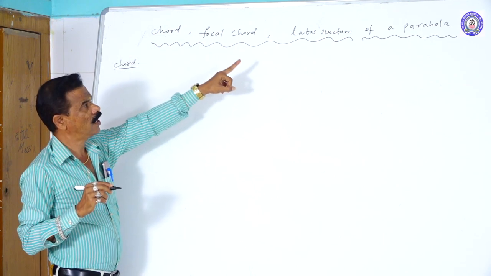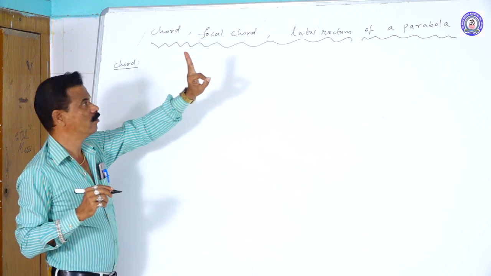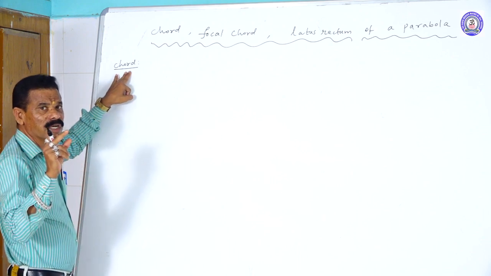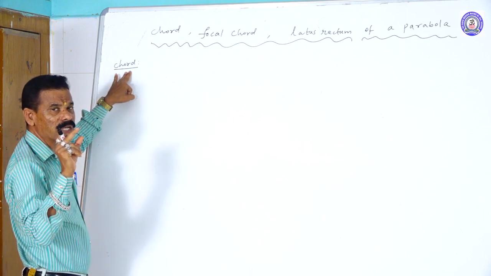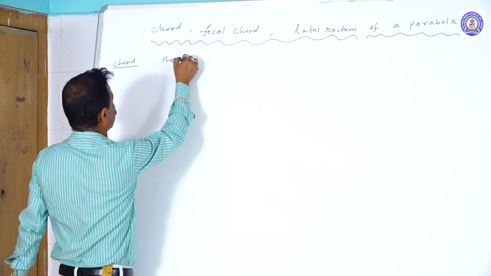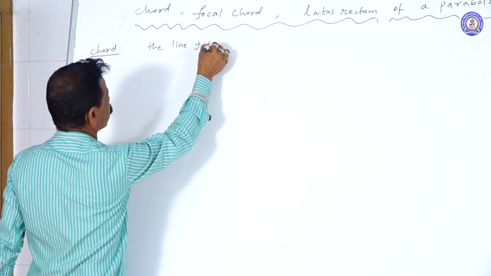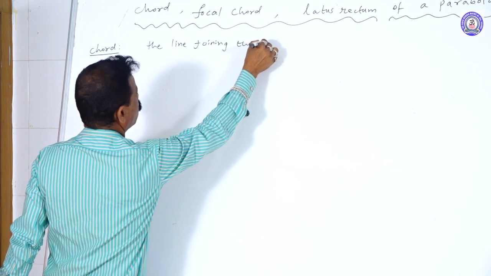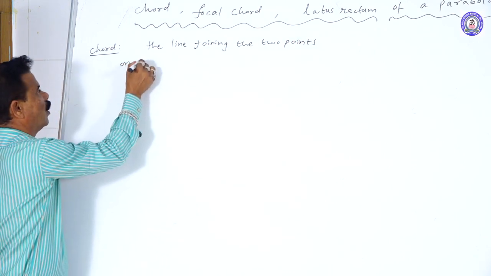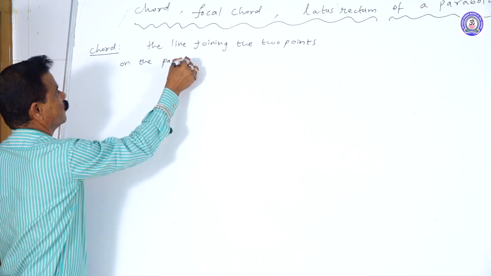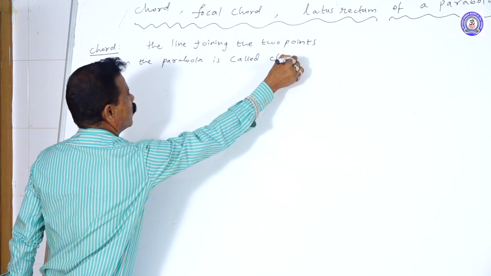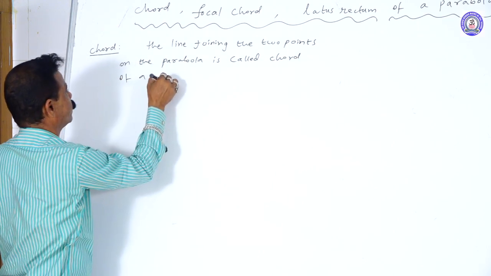Focal chord, latus rectum of a parabola. This is the chord. Chord means the line joining the two points on the parabola is called a chord of a parabola.